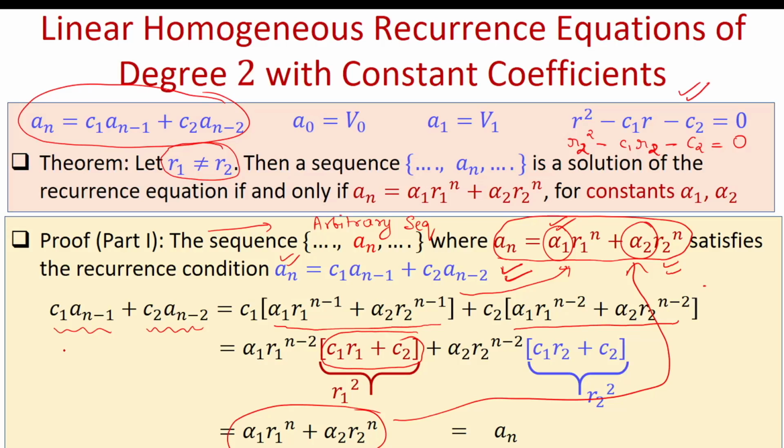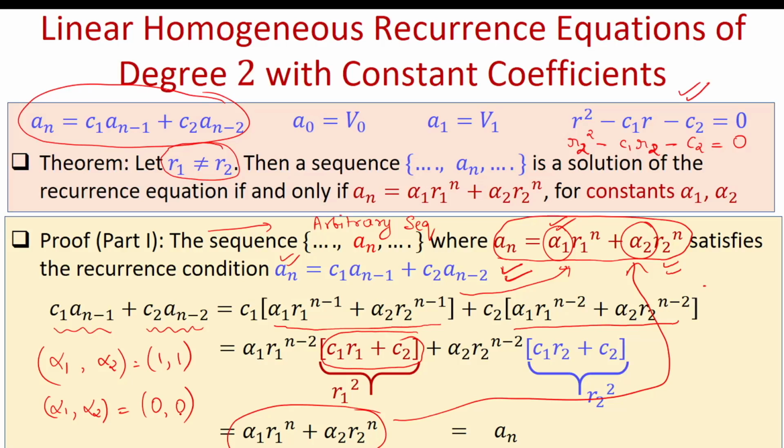So I can have alpha 1 and alpha 2 to be say 1 comma 1. That will give me one arbitrary sequence satisfying the given recurrence condition. I can put alpha 1, alpha 2 to be say 0, 0. That also will be satisfying the recurrence condition, and so on. In fact, the sequence where all the terms are 0, forget about the initial conditions, trivially satisfies the recurrence condition, but we are not interested in such trivial solutions.